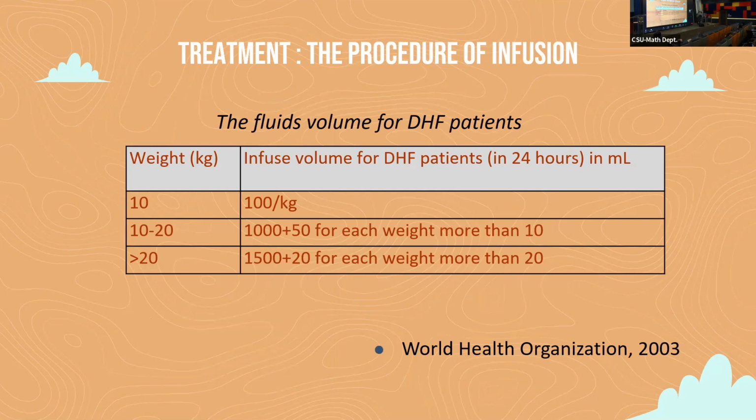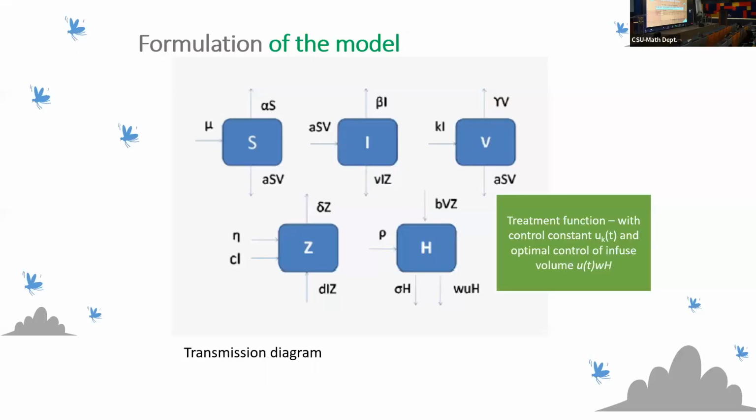You know that dengue is a viral disease, so there is no specific treatment or specific medication, only infusion supply, or, in the case of dengue shock syndrome, transfusion of blood. This is the information from WHO in 2003 about the relation between weight and infused volume for dengue hemorrhagic fever patients over 24 hours in milliliters. So we have this information.